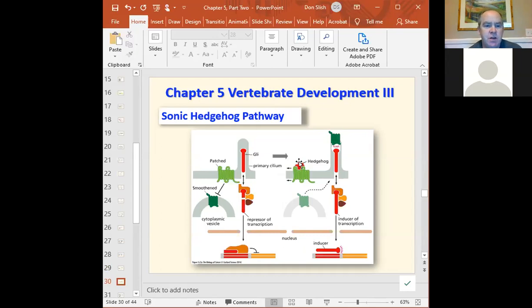Okay, but if hedgehog is around, then hedgehog will bind to patched. It moves away, so it's no longer blocking smoothened. Smoothened fuses with the membrane, goes up into that primary cilium, and it causes GLI to be released without being cleaved. And then it's a transcriptional activator instead of a repressor. So it's kind of a weird signal transduction mechanism. But the second one we saw today where proteolytic cleavage was part of it, which is kind of interesting. Boy, the things cell biologists find interesting, I don't know.